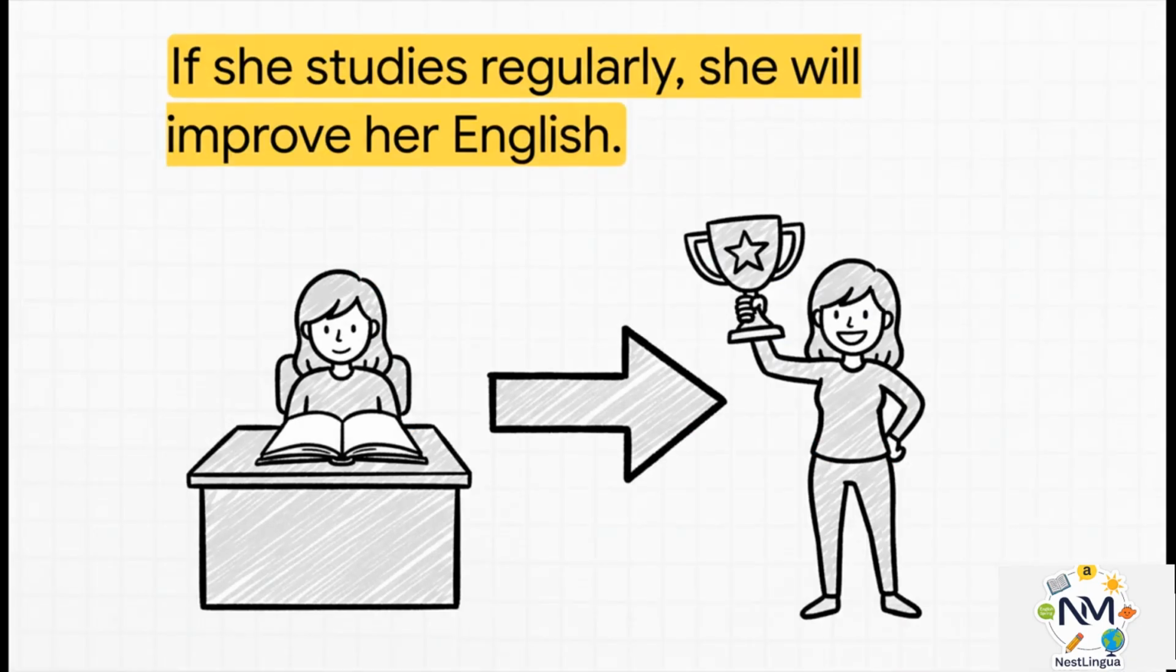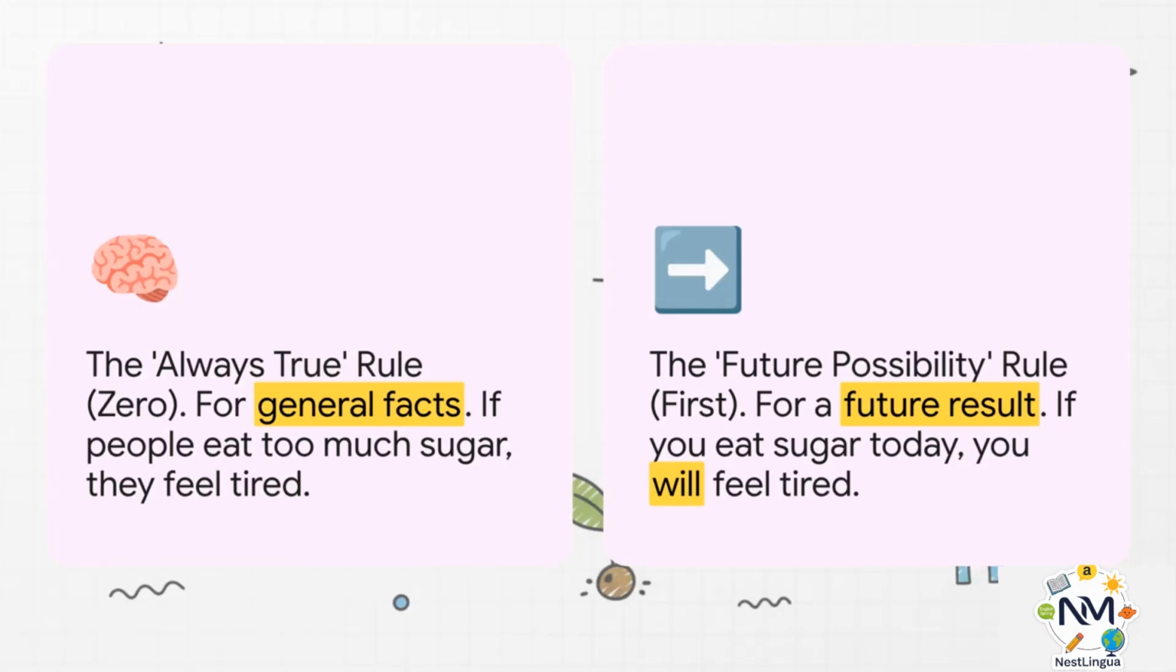For instance, check out this sentence. If she studies regularly, she will improve her English. Now, this isn't a guaranteed scientific fact like ice melting, but it is a very real, very likely possibility. The present condition, studying, leads to a probable future result, improving. Makes sense, right? So let's put them side by side to really see what's going on. The zero conditional, our always true rule, is all about general facts. Like, if people eat too much sugar, they feel tired. It's a general truth. But the first conditional, our future possibility rule, points to a specific future moment. If you eat too much sugar today, you will feel tired. You see that shift? One is a general rule, and the other is a specific prediction about what could happen.